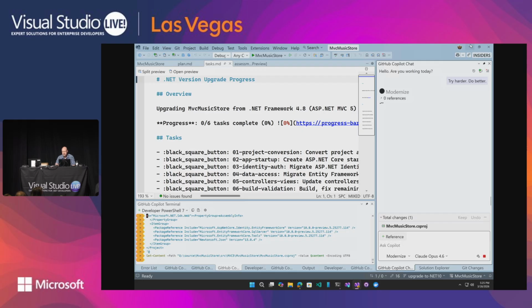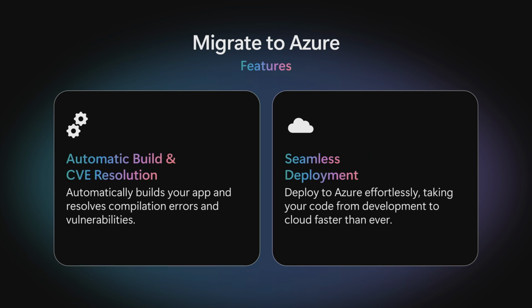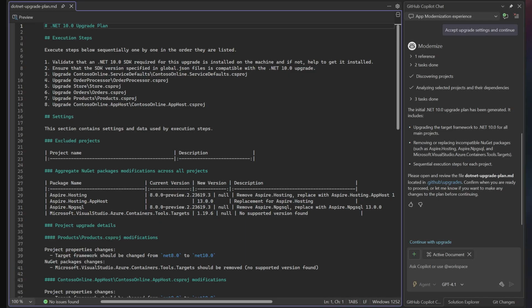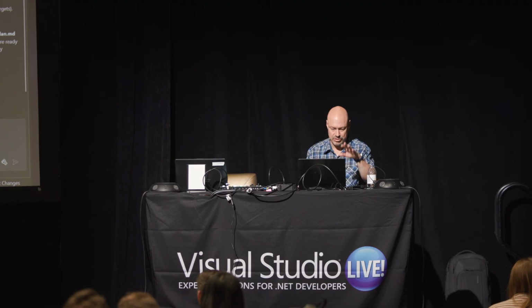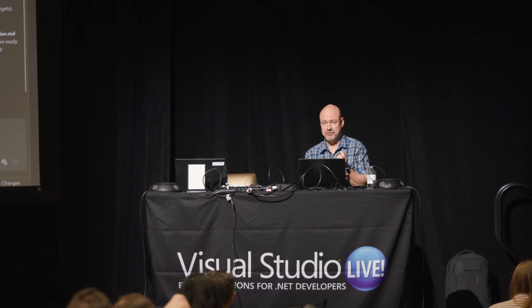Okay. Once you've got your code modernized, it's a lot easier to move to Azure. So we have some tools for doing that. It's a similar sort of experience. You do a migrate to Azure, and it'll go through and say, hey, I notice you've got a SQL Server database. I recommend putting this on Azure SQL, and we'll recommend this and that. And you can say, no, I want to do this, and you can edit your plan and then run it.